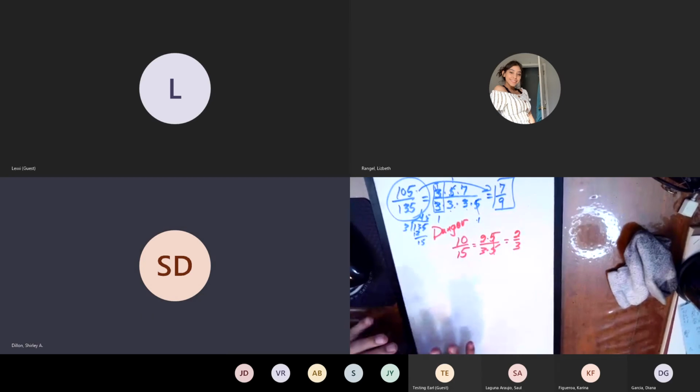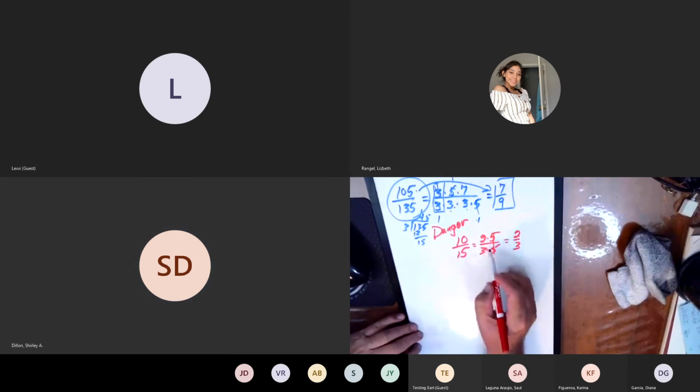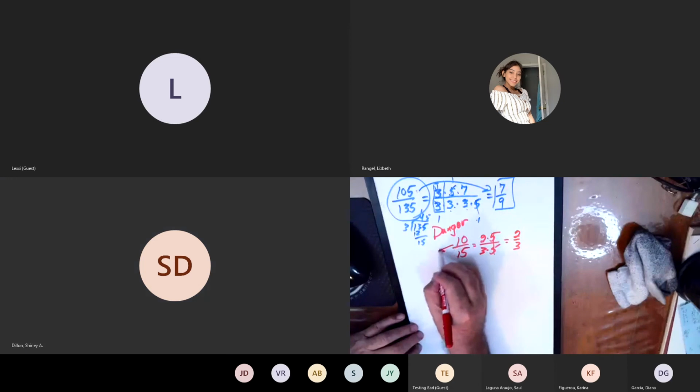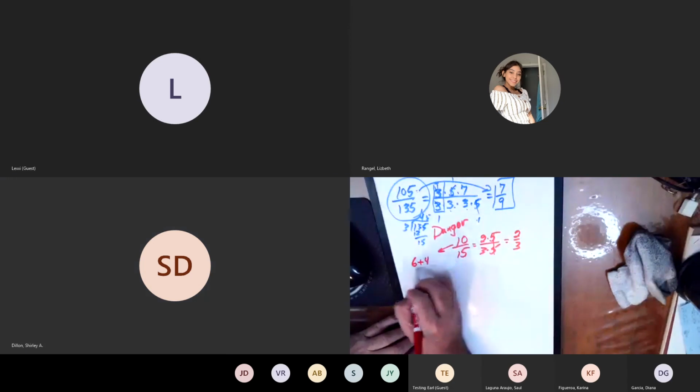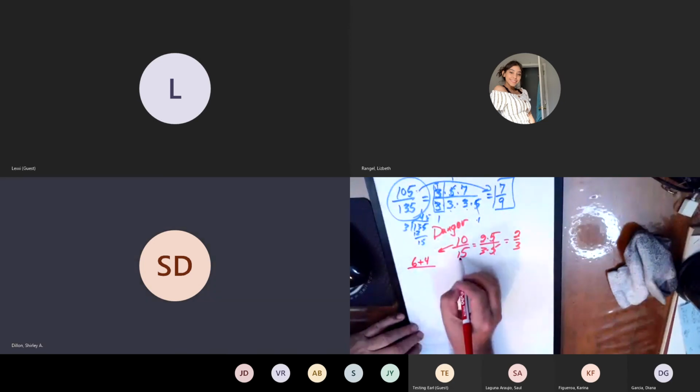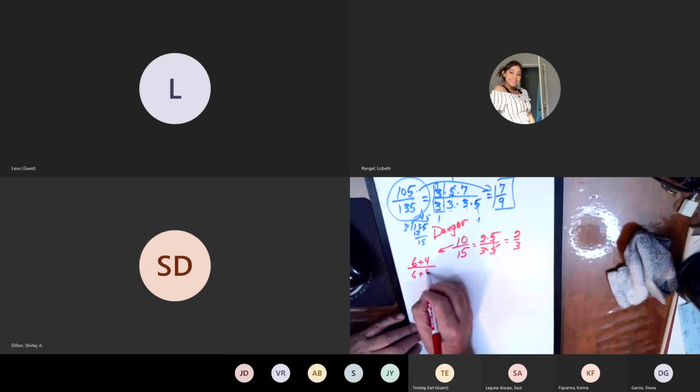Now, some students that don't understand what they're doing here with the factors, they will say, well, 10, that's the same as 6 plus 4, and that is true. And they say 15, well, that's 6 plus 9, and that's true. All right, but then they try to reduce these out. You cannot reduce if you have operators in here. They must be multiplications. They must be factors. These are not factors. These are sums. All right, this looks like 10 over 15 reduces to 4/9.